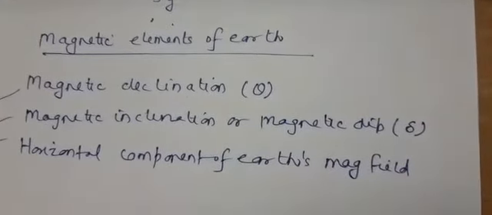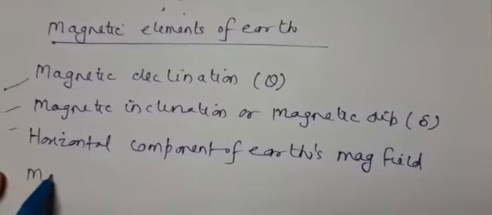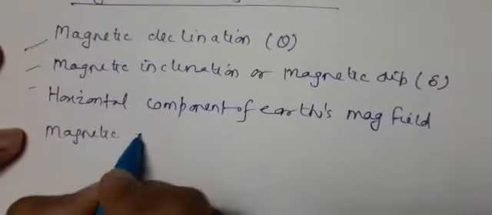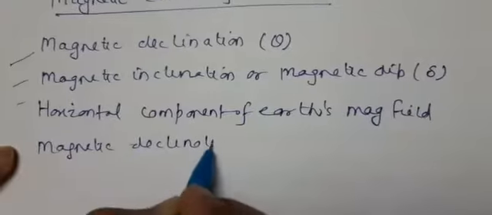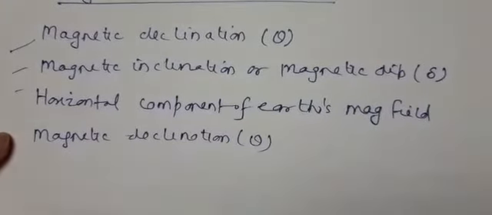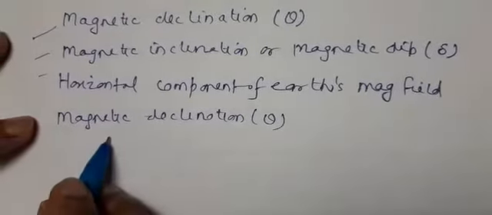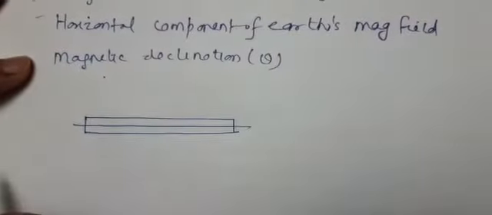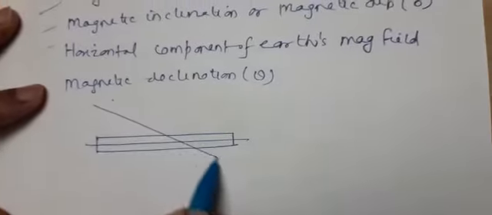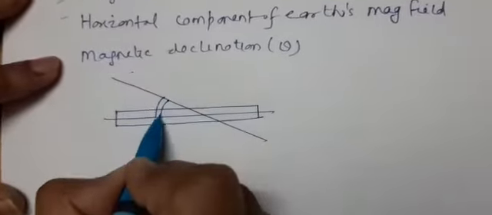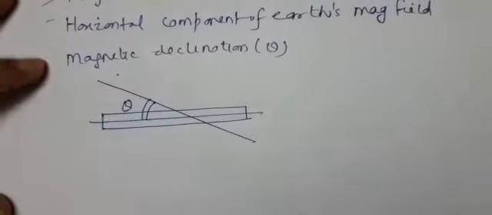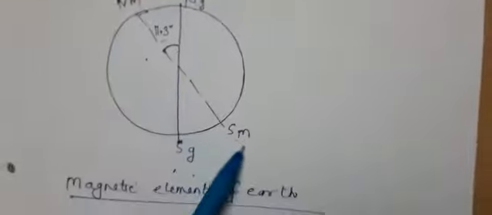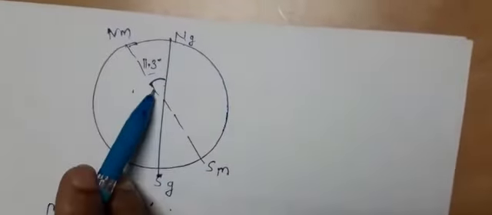Now let me introduce these three. We have to just give a brief account of it. First of all, magnetic declination. This is taken as the small angle between the magnetic axis and the geographic axis. This angle is taken as the magnetic declination. Like this I have taken. The small angle between the magnetic axis and the geographic axis is the magnetic declination.